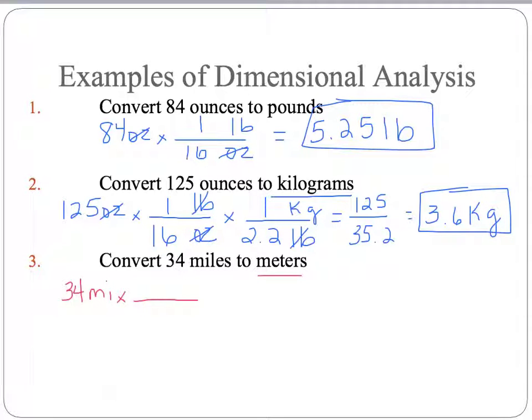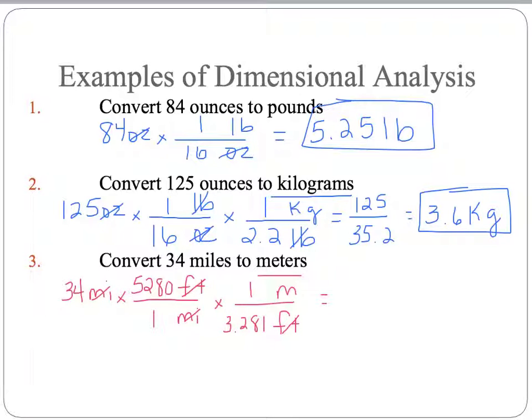So miles are on top, so the miles will have to go on bottom. There's a conversion that tells me how many feet are in a mile. There are 5,280 feet in 1 mile. And then I can go from feet on bottom to cancel to meters, and it tells me that there are 3.281 feet in 1 meter. So now it's just the math.